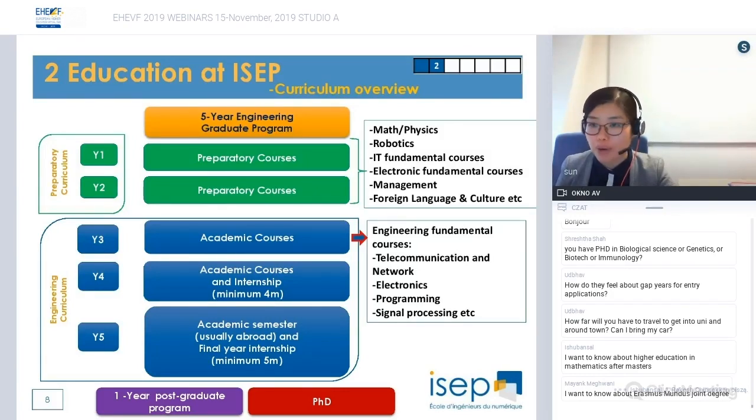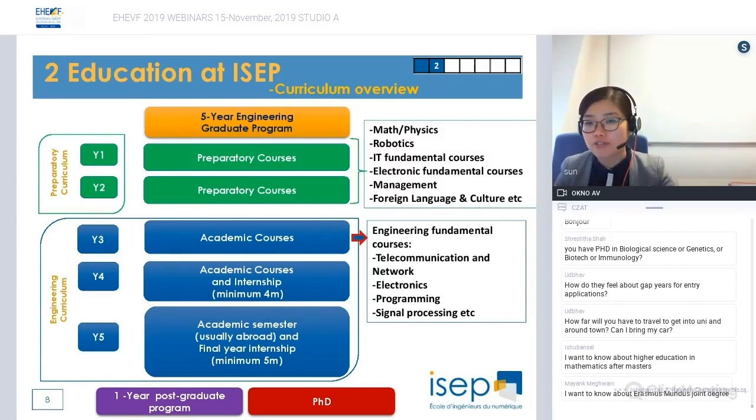Okay, so here is an overview of a five-year engineering graduate program. So as I mentioned before, for a French high school graduate student, they will first enroll to the preparatory courses, which you can see here, for example, mathematics, physics, robotics, IT fundamental courses, electronic fundamental courses, management, foreign language and cultures, and extra. This is for preparatory courses.